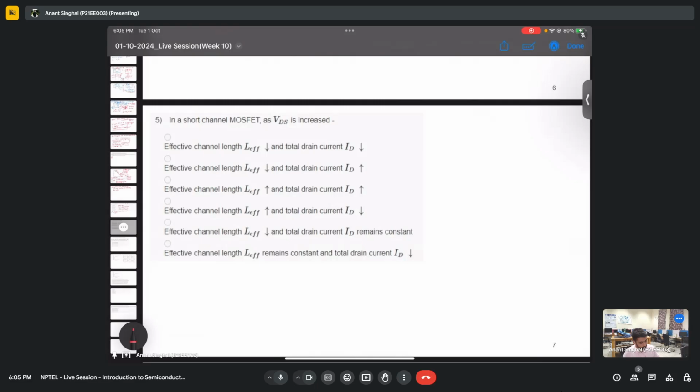Okay, so as we are increasing the VDS, the effective channel length is for sure decreasing because we will have a wider depletion region. And once we have a decrease in the channel length, that will increase the drain current. So which is the option? Option B. Yeah, that is correct. I hope this is clear. So let's move ahead.